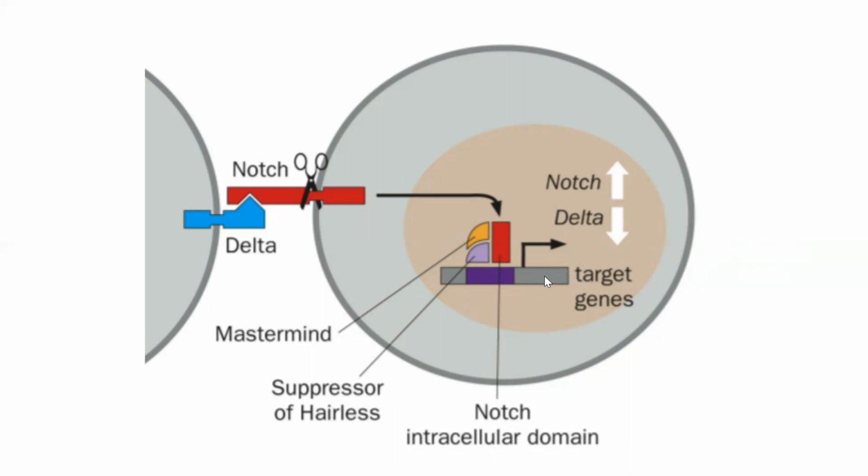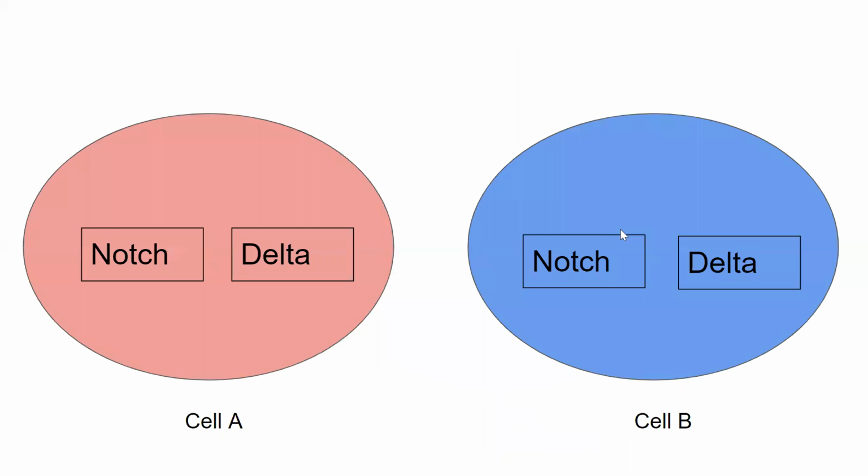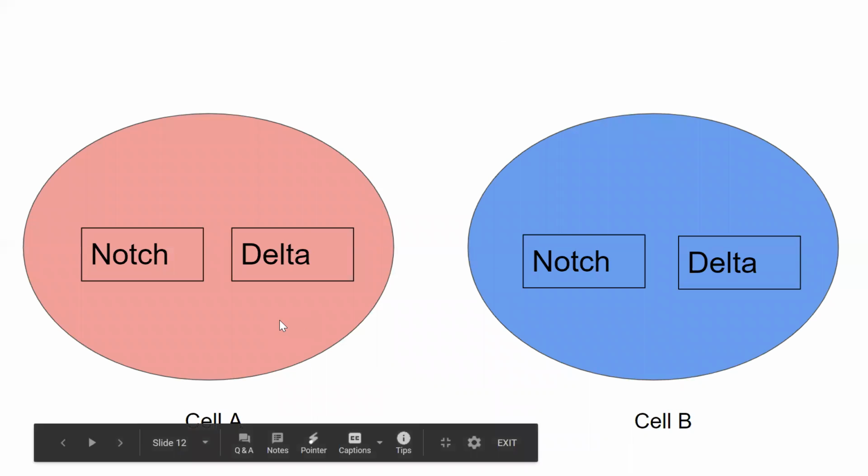So the genes that are being expressed are the Notch and delta genes. So this causes the upregulation of Notch and the downregulation of delta. So shown here, we have two cells that have equal amounts of Notch and delta starting off.